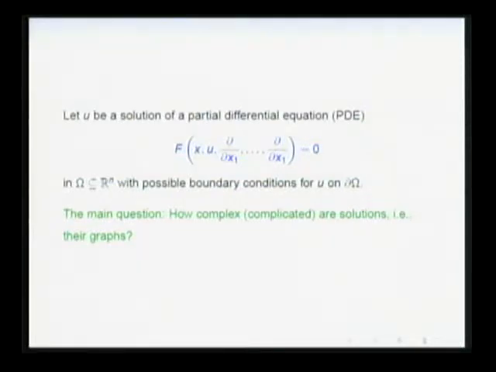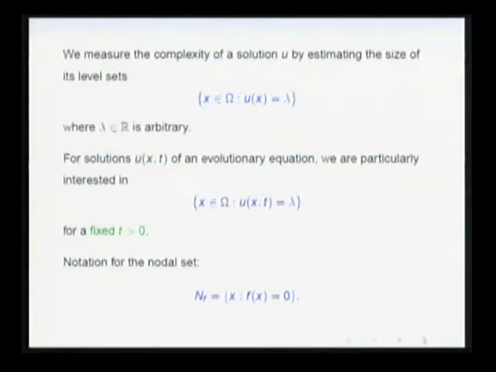So the basic goal about zero nodal sets is to take a PDE, any kind of PDE, in any kind of open domain, and then ask a basic, simple question: how complicated do the solutions look in terms of how complicated their graphs are? And of course, that could be measured in several ways. We will basically measure how many times they wiggle up and down. So we will study the level sets, u of x equal lambda.